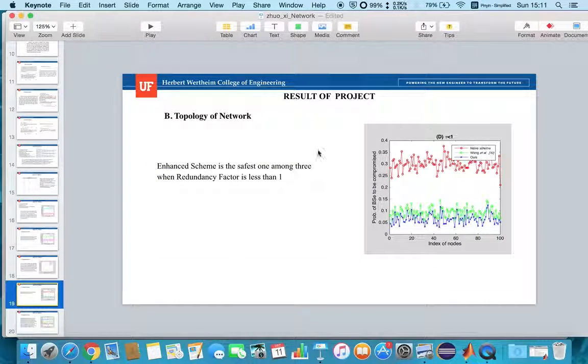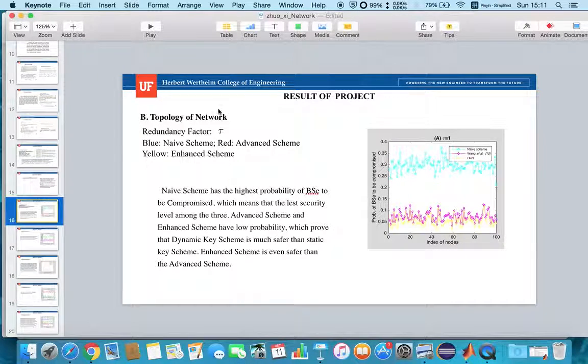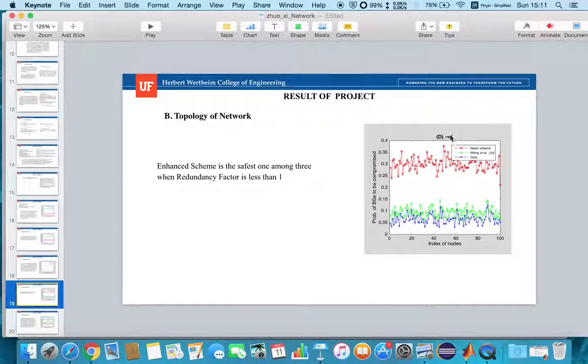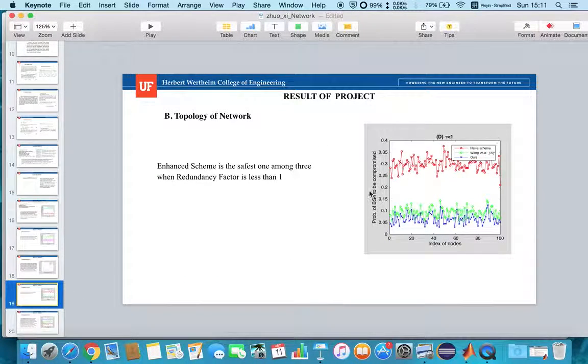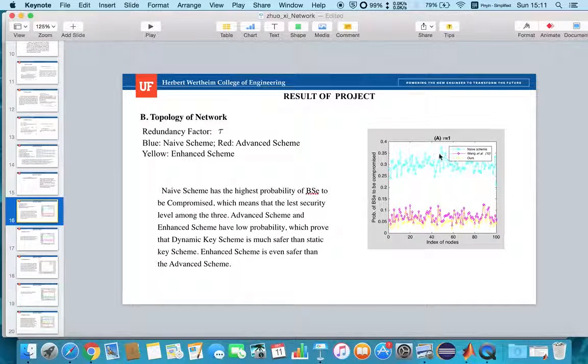And these pictures say that when the redundancy factor is less than 1, the result of the probability of BSE to be compromised is just the same as picture 1, but the difference is the redundancy factor is less than 1. So you can see the result is actually the same as the result of picture 1.